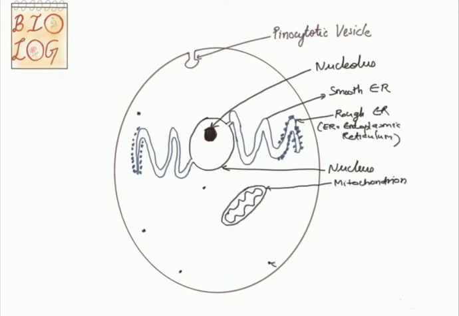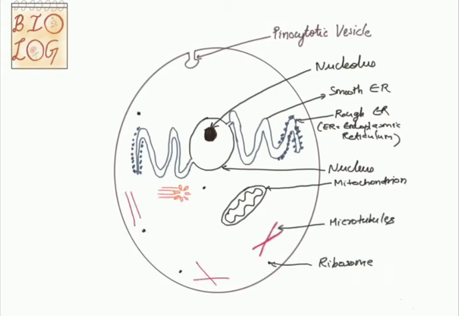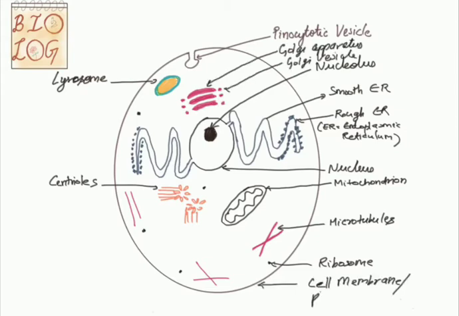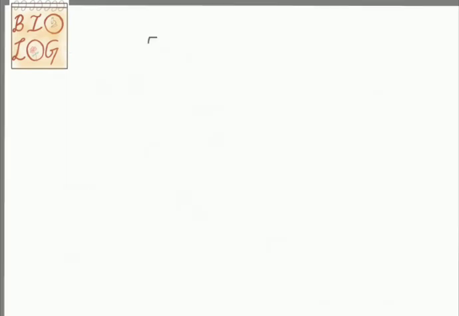So when we talk about a eukaryotic cell, it is basically the developed or advanced cell, which has a well developed nucleus and membrane bound organelles. And so we see different organelles such as mitochondria, lysosomes, Golgi apparatus, centrioles, and microtubules in our eukaryotic cell.